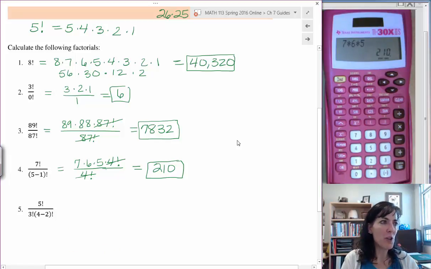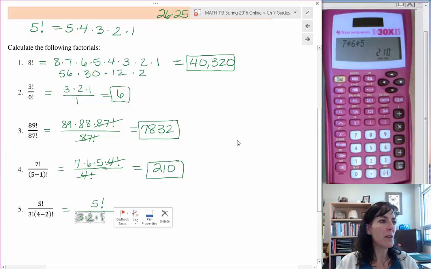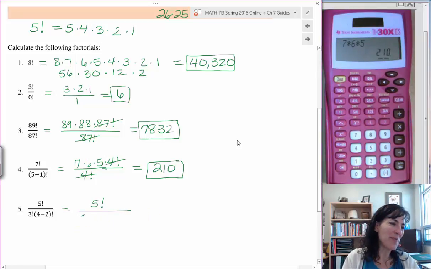All right, one more for us to try out. And it has a 5 factorial in the numerator. I don't know what I'm going to do with it yet, so I'm just going to leave it. And then the 3 factorial I know is 3 times 2 times 1, and the 4 factorial, wait, it's 4 minus 2. So I think I might want to change my mind and leave the 3 factorial, because 4 minus 2 is 2, so we're going to be multiplying this by 2 times 1, which is just a 2. And now I think I'm ready to write out my numerator.